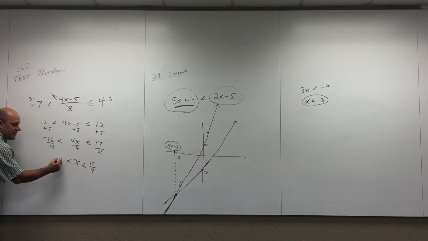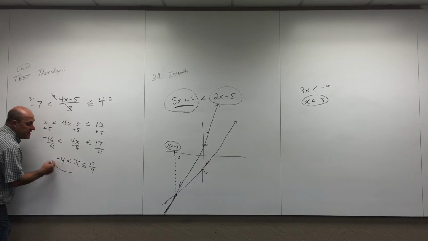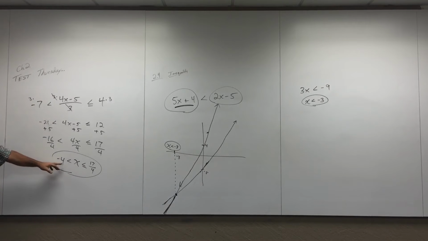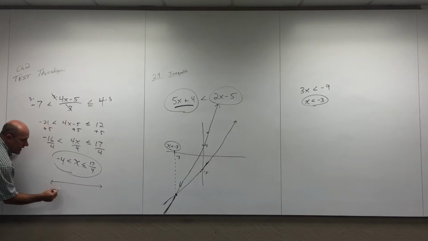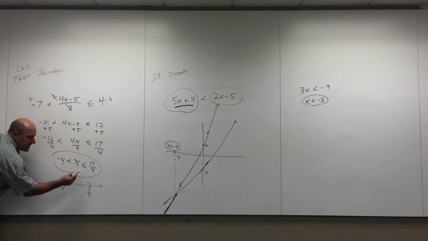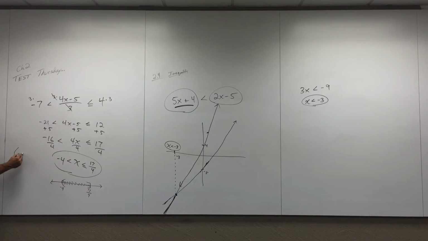I call it a sandwich. X lives between these two numbers, and those are the two numbers that give you this original inequality. Sometimes they make me sketch a number line. I put 17/4 up here. I put negative 4 here. I put a parenthesis and a bracket. Do you agree? And I maybe shade everything there. Maybe I use interval notation where I put a parenthesis, negative 4, comma 17/4 and a bracket. Yep. So, this is good stuff.